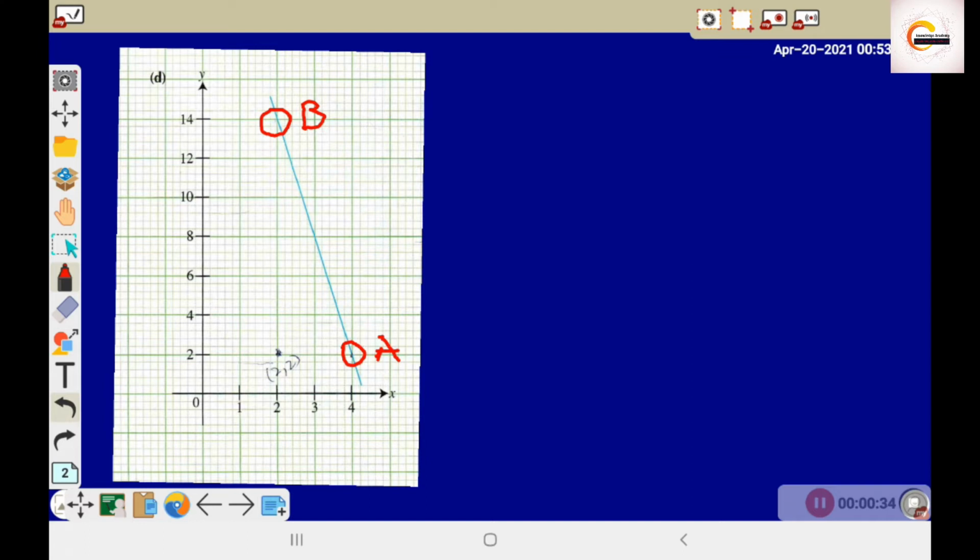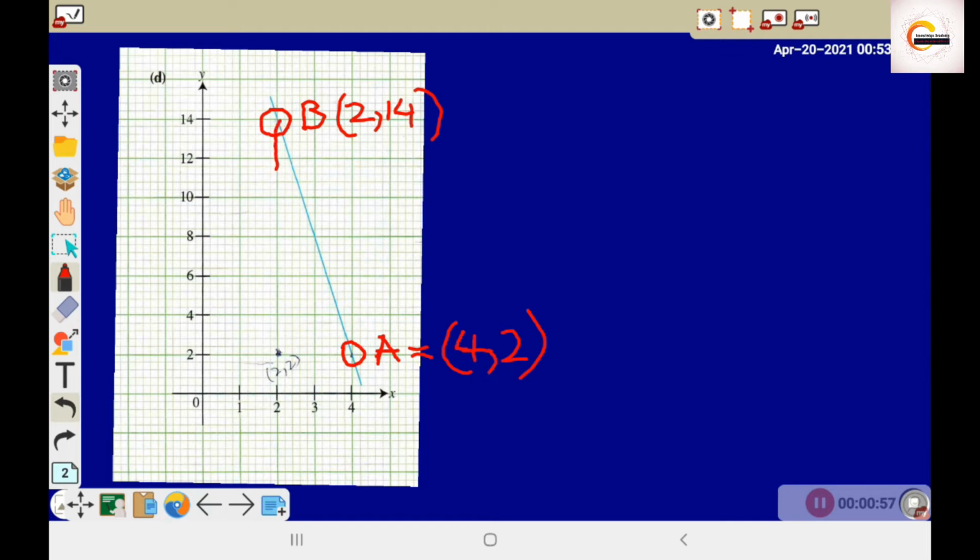This point is going to be point A, and these are whole numbers, no decimal points. So A and B, let me write the coordinates: B is (2, 14), and the coordinate of A will be (4, 2). Right?